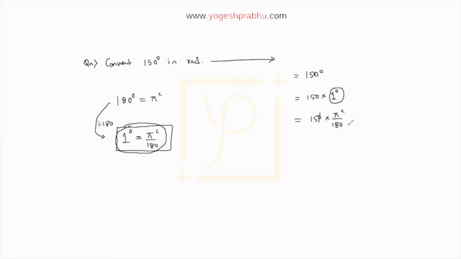Now this 0 will cancel out. You can divide this by 3. So 3 5s are 15 and 3 6s are 18, right? So this is 5 pi, and the denominator is 6 radians. So that's how I convert 150 degrees: it is nothing but 5 pi by 6 radians. Like that, if you have any given angle, you can convert it from degrees to radians.